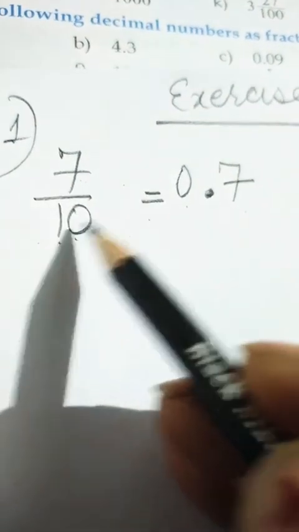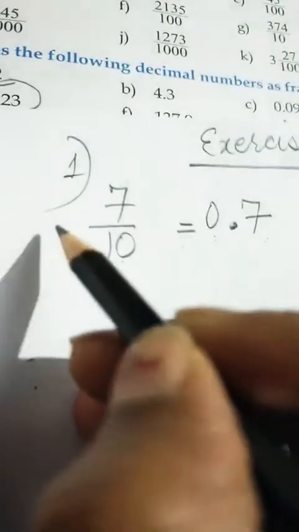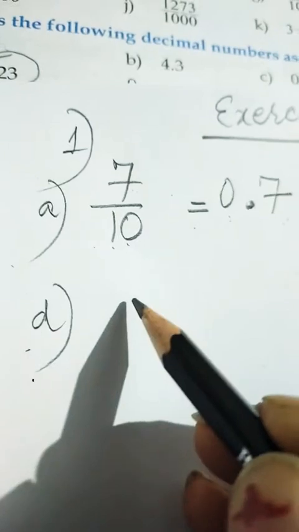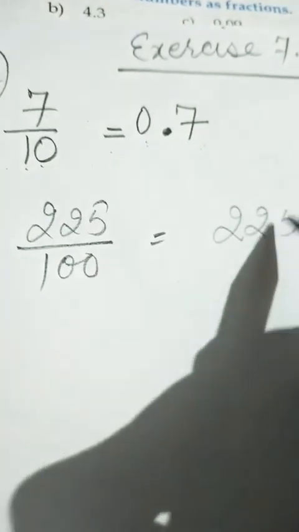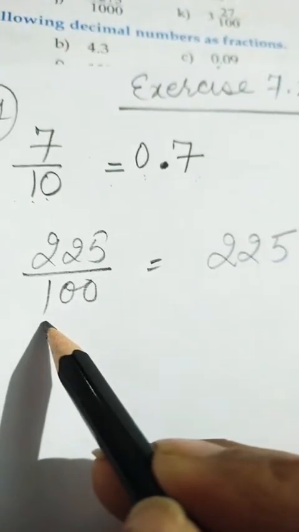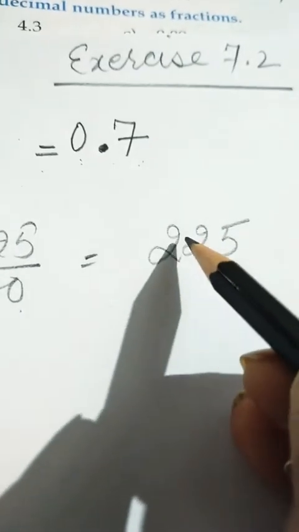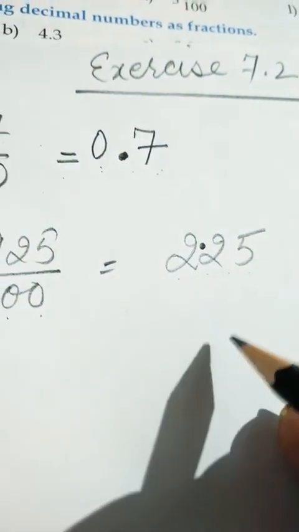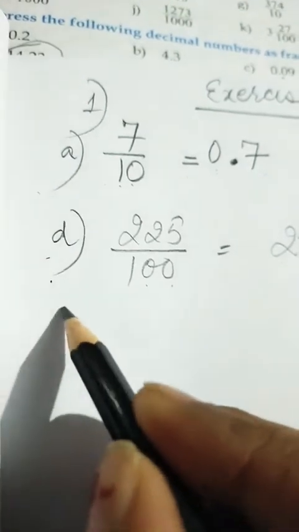This is in fractional form, and now this is in decimal form. This was A part. Now I will tell you D part, that is 225 over 100. We will write only the numerator. Now we have to put the decimal. After 1, 2 zeros. So after decimal, 2 digits, which means the decimal will be here. It is 2.25.